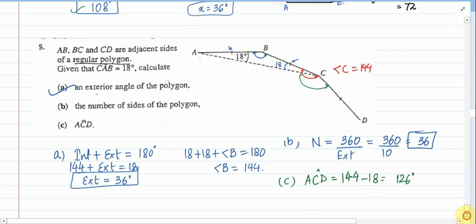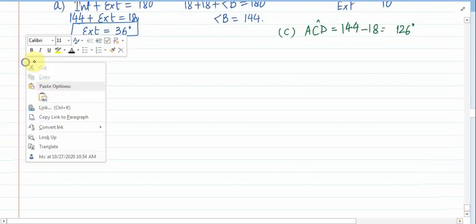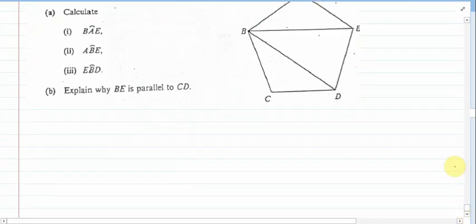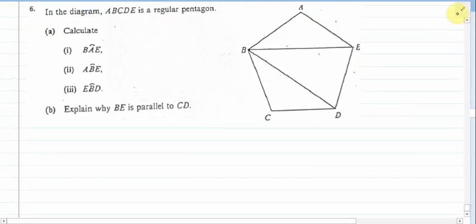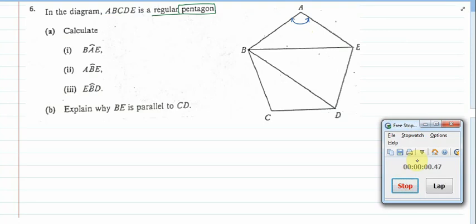Moving on to the next question from the worksheet. It's question number 6. The question says, in the diagram ABCDE is a regular pentagon, right? Calculate BAE. So we had done this type of question in the previous part. So you need to do it by yourself first, and for that purpose you have a time of 1 minute to start.